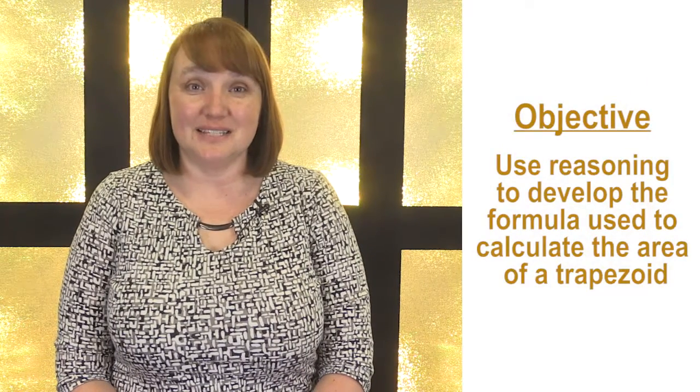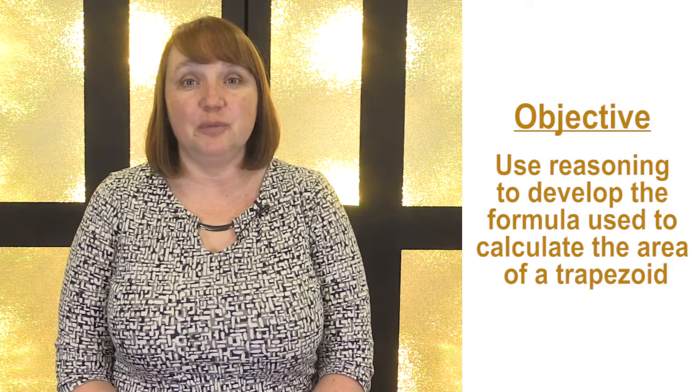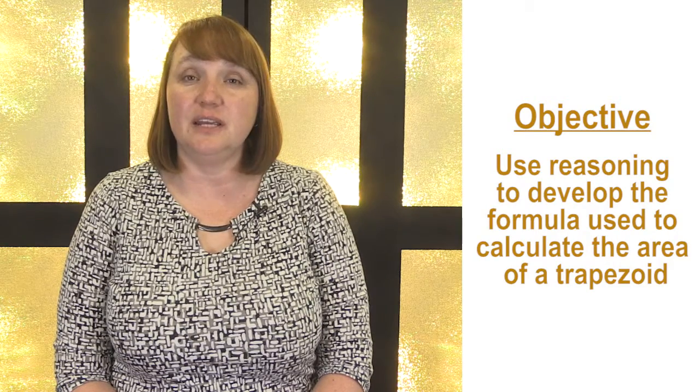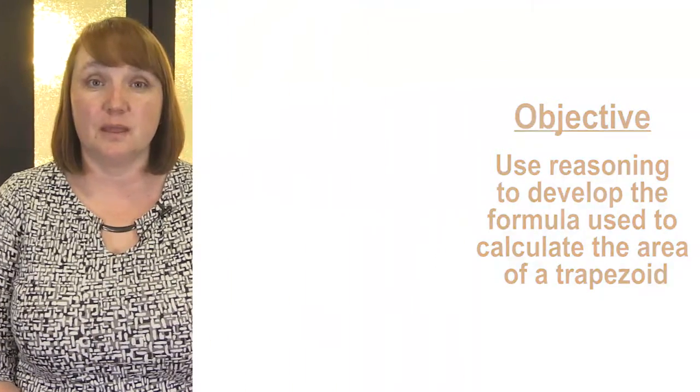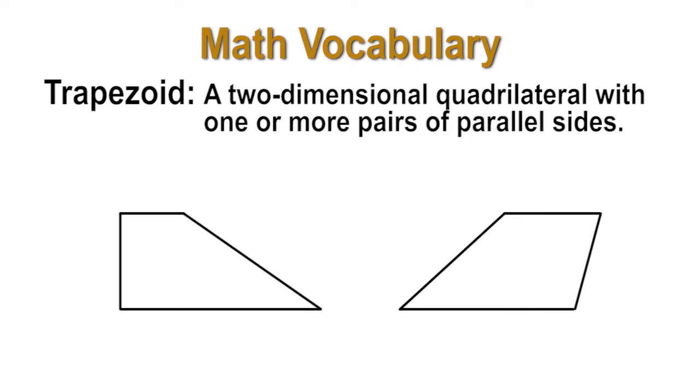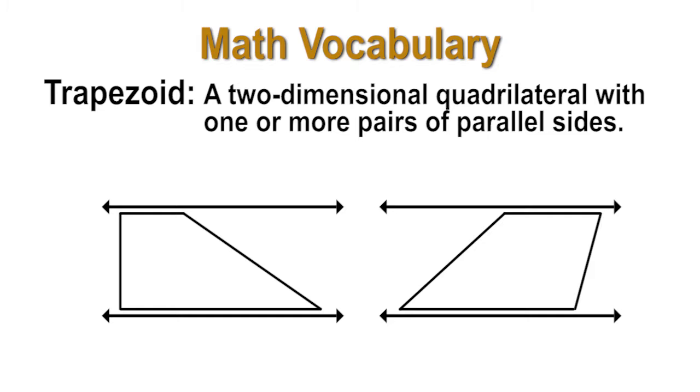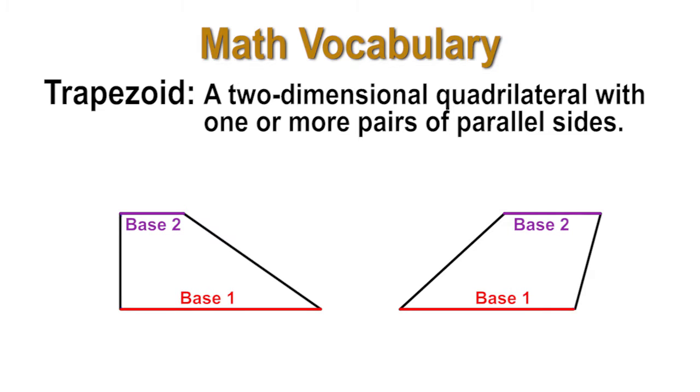The objective of this lesson is to use reasoning to develop the formula used to calculate the area of a trapezoid. Trapezoids are two-dimensional figures that have at least one pair of parallel sides. The two parallel sides are identified as the bases of the trapezoid. Height is the measurement that is perpendicular to the two bases.